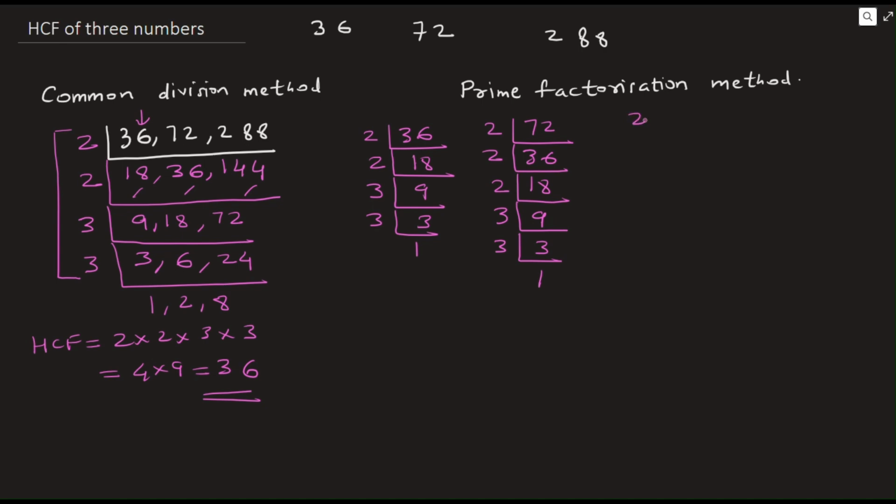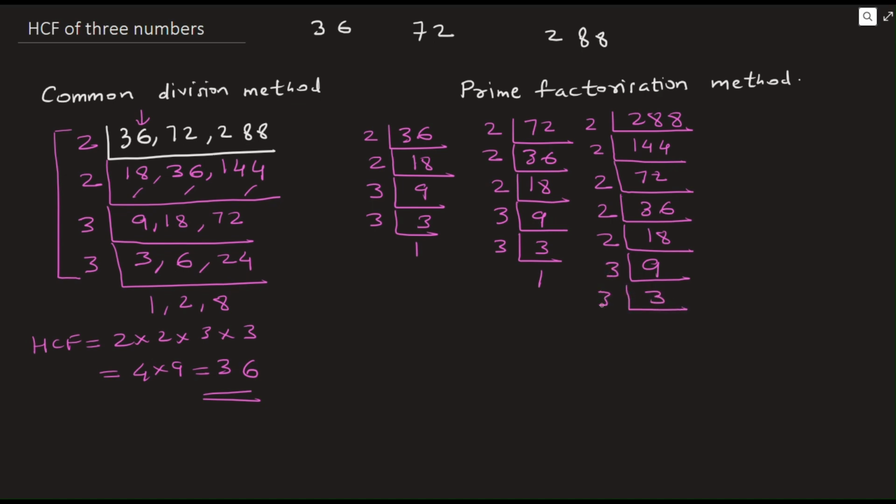Then I have the number 288. 2 times 144 equals 288. 2 times 72 equals 144. 2 times 36 equals 72. 2 times 18 equals 36. 2 times 9 equals 18. 3 times 3 equals 9. And 3 times 1 equals 3.